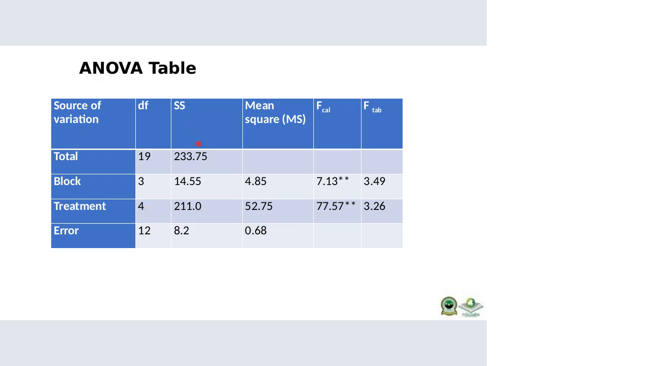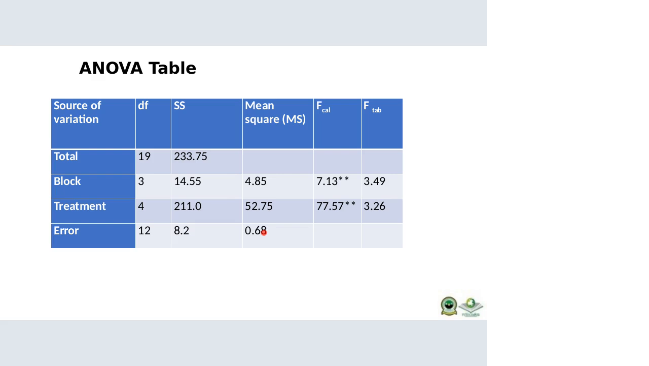Now we have already obtained our sum of squares. We have our block, we have our treatment. So we are interested in treatment and block to see how significant they are. In the same way, we divide 14.55 by 3 and also 211 by 4. We have this and that. For block, we have 4.85. For treatment, we have 5.275.